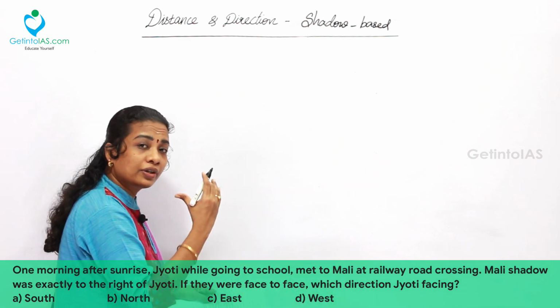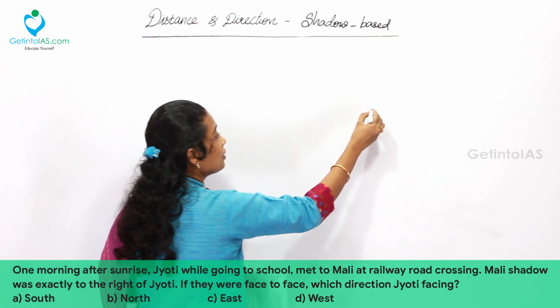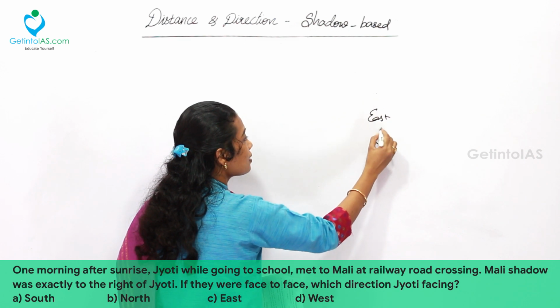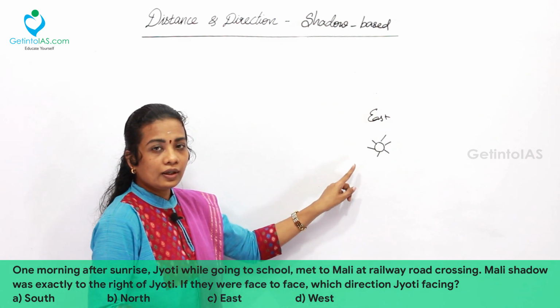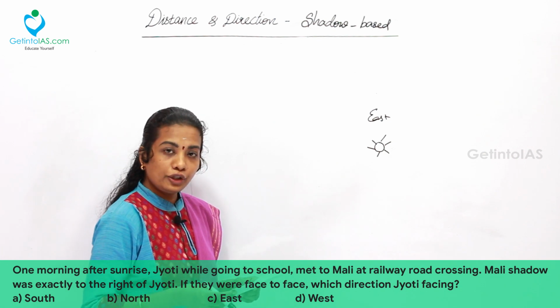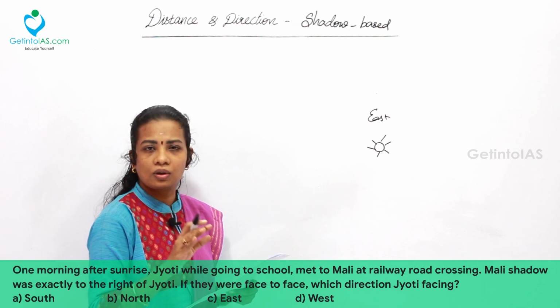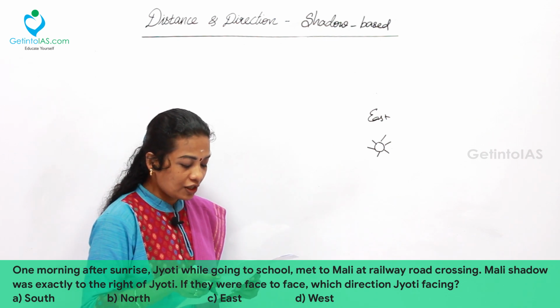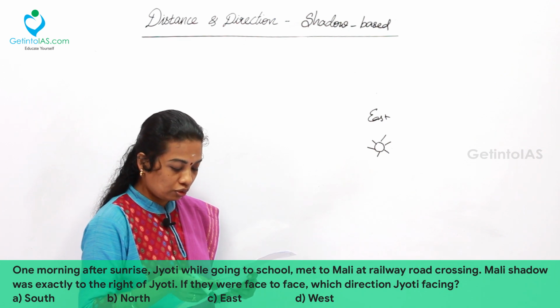One morning after sunrise. After sunrise means just after sunrise, that is, the sun is in the east. That is implied by the statement. Jyoti is going to school. She is meeting Mali at the railway road crossing, it is not our problem. Mali's shadow was exactly to the right of Jyoti.